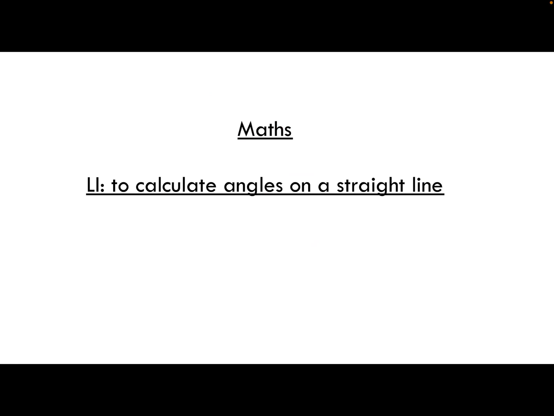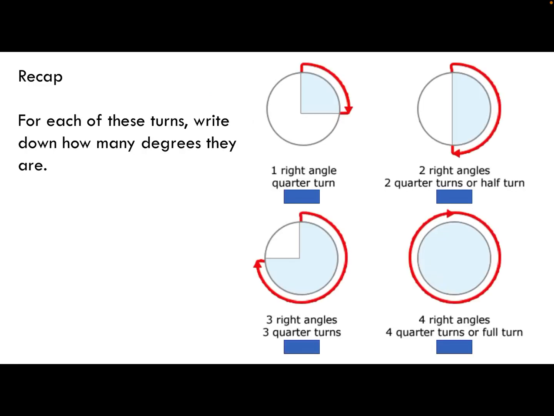So let's jump into our maths now. We're doing some really good work on calculating angles, and today we are going to be calculating angles along a straight line. So just some things to think about straight away. A little bit of a recap, but it's also going to help with today. We've got a quarter turn, or one right angle. How many degrees is that going to be? Well done, that's going to be a 90-degree turn.